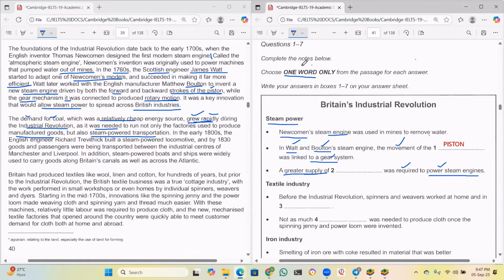So what is question number two? Here I have the coal. Yes, we got it. So let's move to the next one.